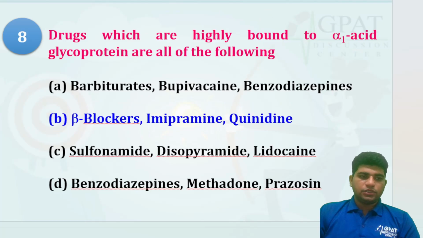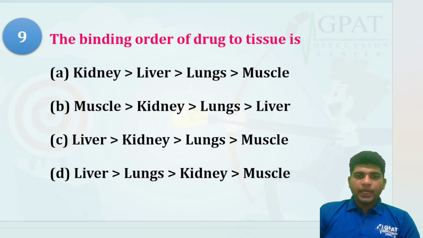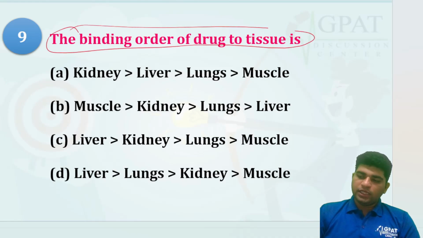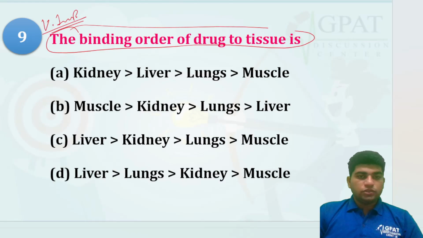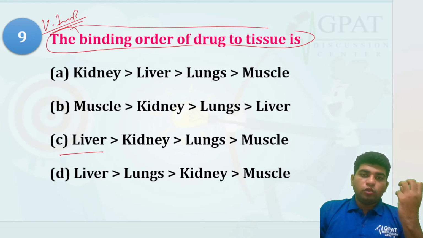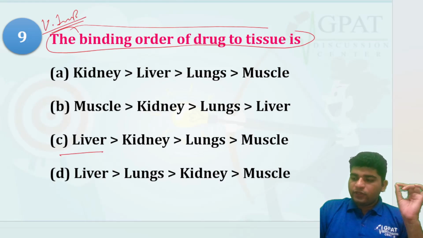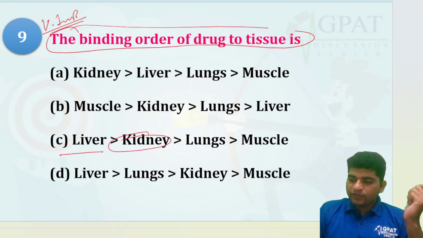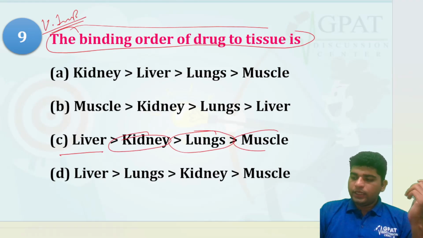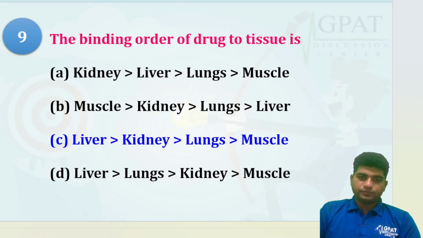So the binding order of drug to tissue is very important to you guys. It has been asked directly. Binding of the drug towards the tissue: the liver is very much prone to bind the drug because of the metabolism part, then afterwards the kidney, then the lungs, and afterwards the muscles. So C is very much right.